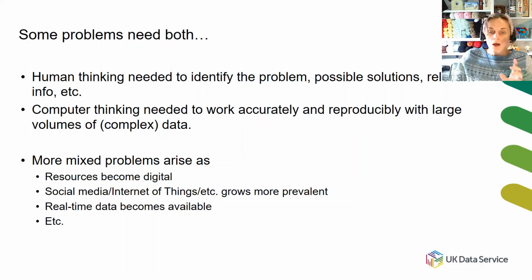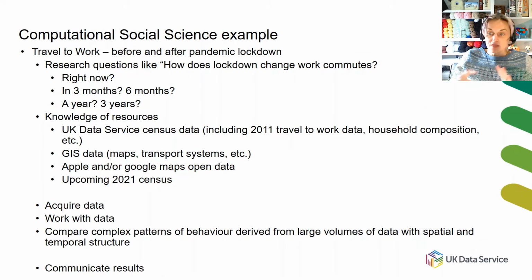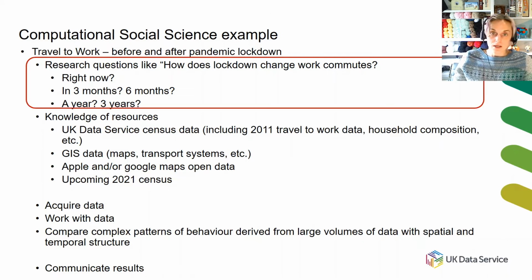It's great, but it does mean that we have social science questions like, how do people's travel to work change as a result of COVID-19? We need human thinking to identify the research question, identify possible things to explore. Do we mean right now, or 3 months, 6 months, a year, 3 years? We need human thinking to identify possible paths that might follow. Will people travel by bicycle or private car rather than public transportation?